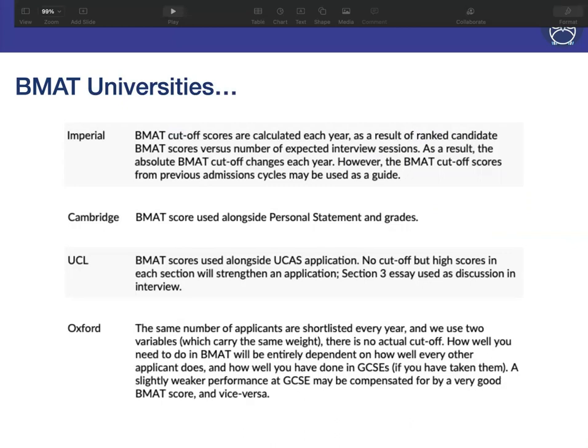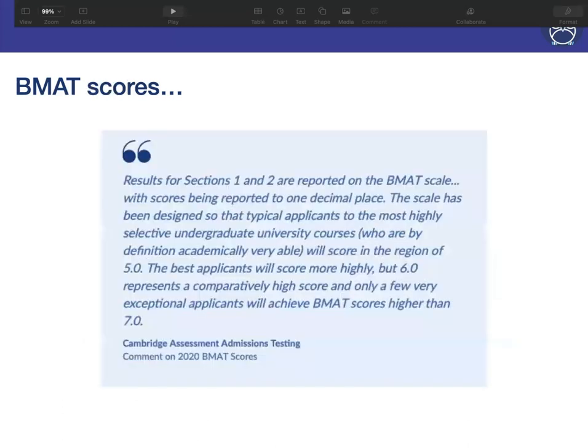Imperial has a cutoff. In terms of scores, I think it's either 1 to 9 or 5 to 9. Let me check. On average, the students will be getting a score between 5 and 9. If you get a 5, that means Cambridge University would define you as someone who's academically very able. But some students will get 6s, some students will get even higher than 7. And obviously, getting higher than 7 is where it gets difficult.